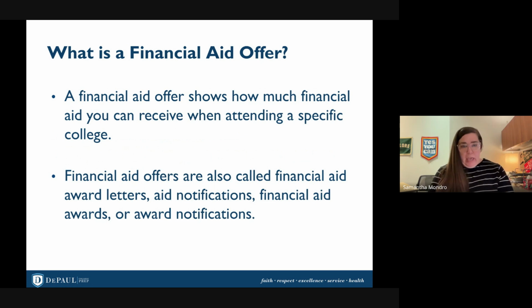Now, a financial aid offer, or financial aid letter, or aid notification, award notification, is basically an outline for each student that they will receive from a school they've been accepted to. It shows how much financial aid you'll receive when you are attending a specific college. So every college names it something else. They sometimes call it award notification or aid notification, but they should be sending those to you right about now.